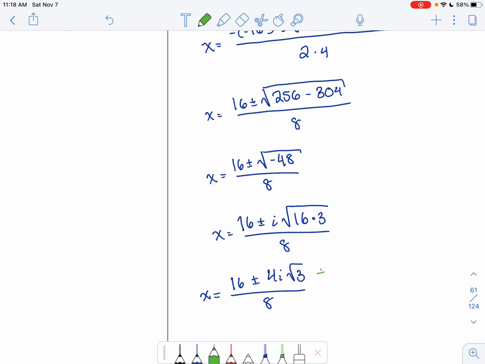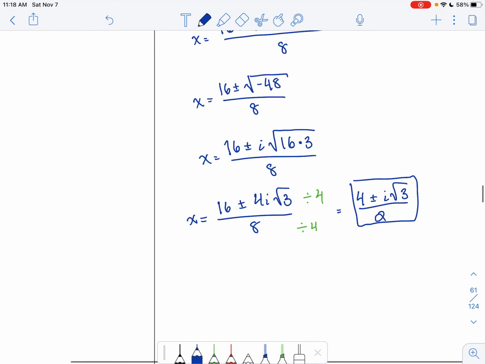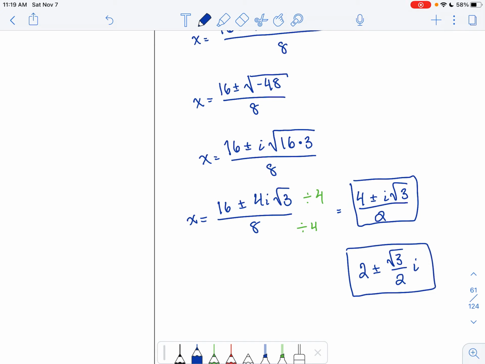And then from all of these, it's a fraction, it can be simplified. All those terms are divisible by 4. So we end up with 4 plus or minus i root 3 all over 2, which you can leave like this as we've discussed, or you can separate as 4 over 2. So 2 plus or minus root 3 over 2 times i, written in that format.